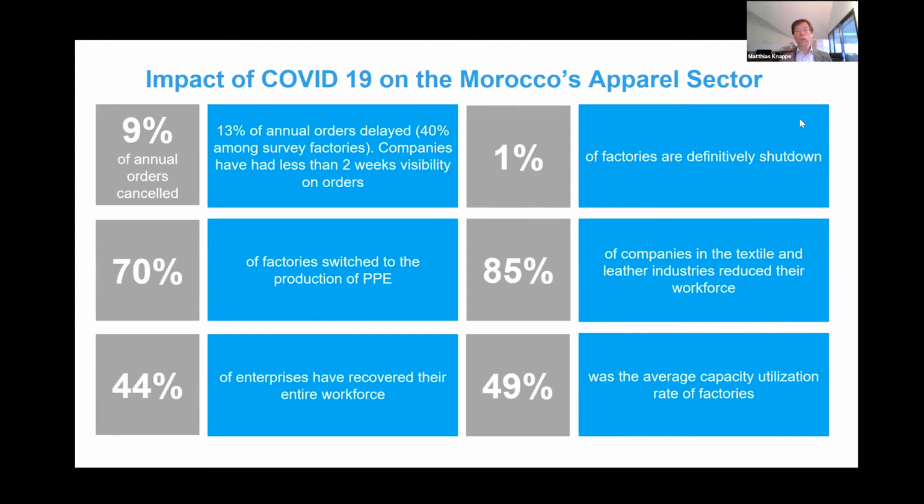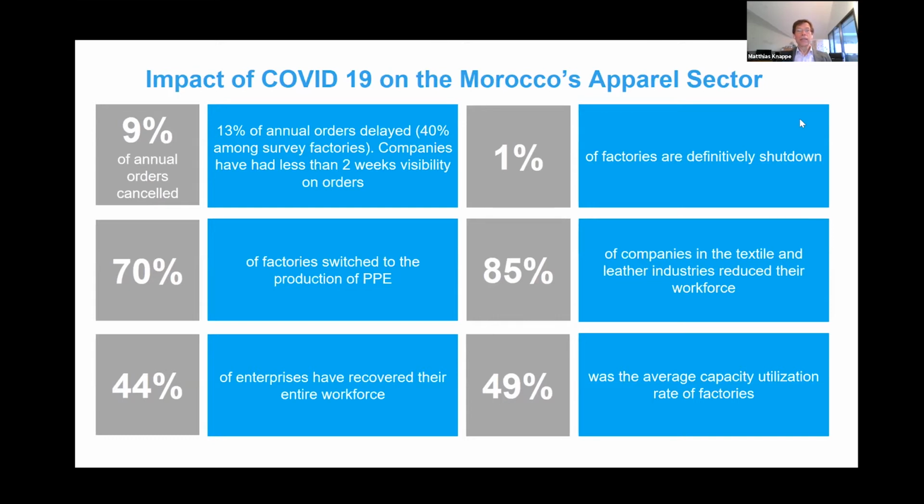Moving on to the next one, Morocco, which we didn't really do, but we participated in the discussions on the impact study. And here the findings were that about 9% of the annual orders have been canceled so far, especially during the first wave of the pandemic in spring. 30% of the annual orders have been delayed. This is a figure coming from the association.